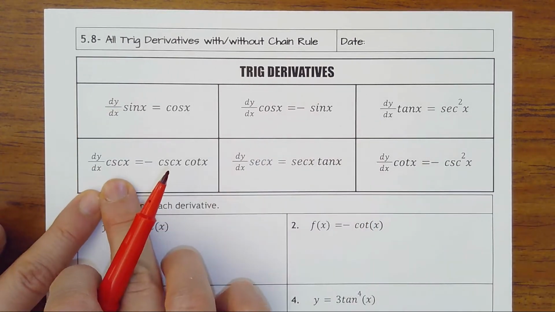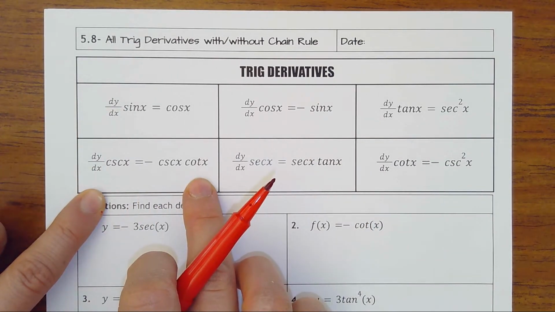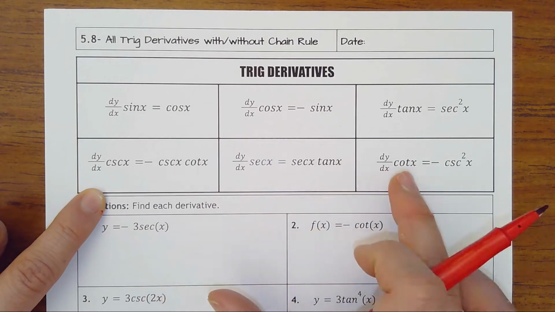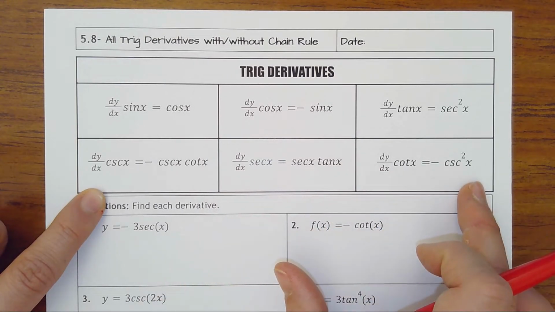Derivative of cosecant is negative cosecant times cotangent of x. Derivative of secant is secant times tangent. And derivative of cotangent is negative cosecant squared.